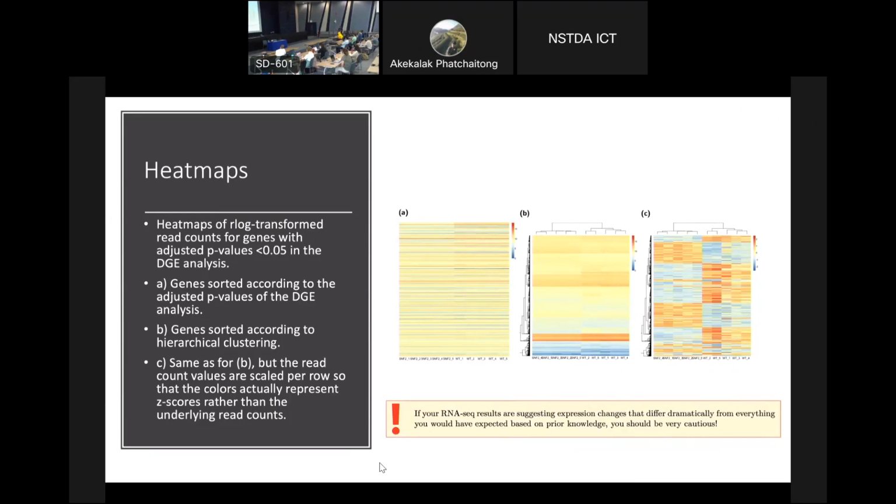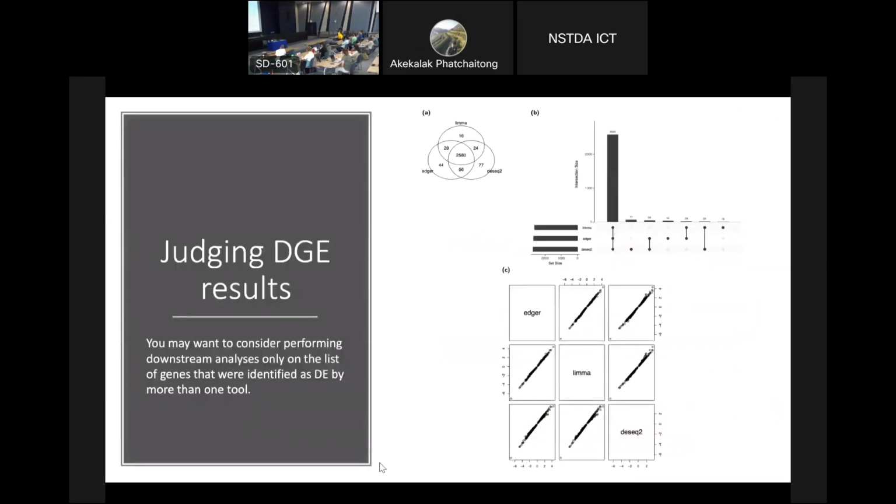So if your RNA-seq results are suggesting expression changes that differ dramatically from everything you would have expected, then you should be very cautious. If these things don't add up, don't make sense, then you've got to go back. Maybe you did something wrong, or there's something wrong with the data. All right.